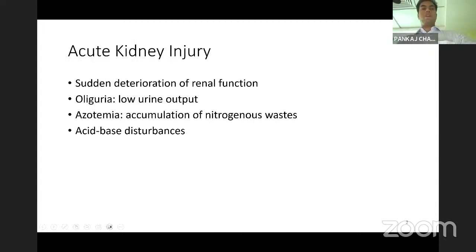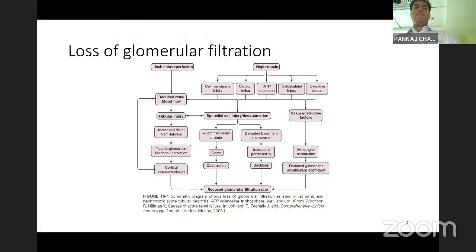First is acute kidney injury. It is a sudden deterioration of renal function, which is oliguria, low urine output, and azotemia, which is accumulation of nitrogenous waste and acid-base disturbance. Loss of glomerular filtration. The basic pathophysiology is ischemia, perfusion, and nephrotoxin, which results in cortical vasoconstriction, obstruction, and finally the reduced glomerular filtration rate.